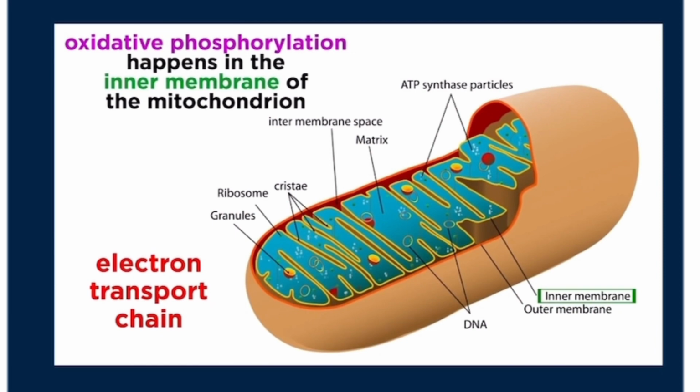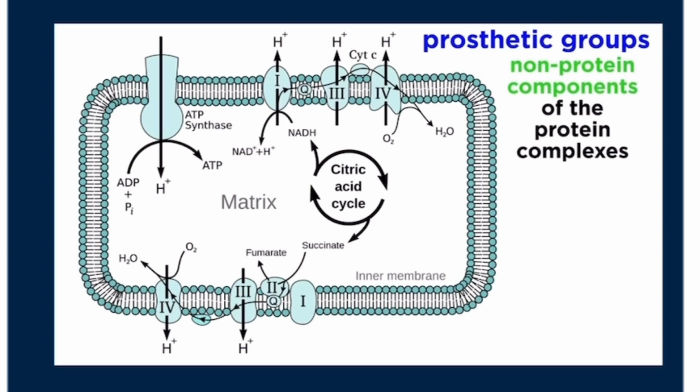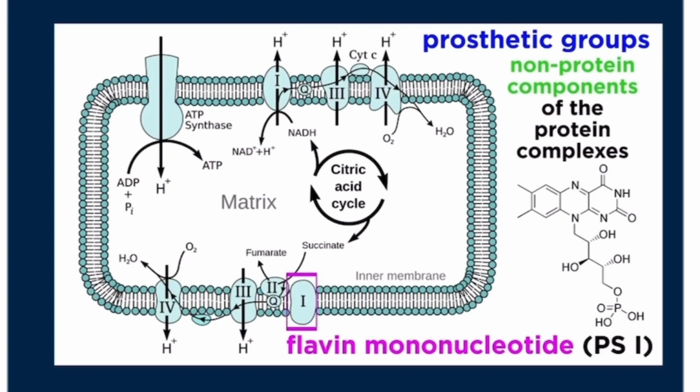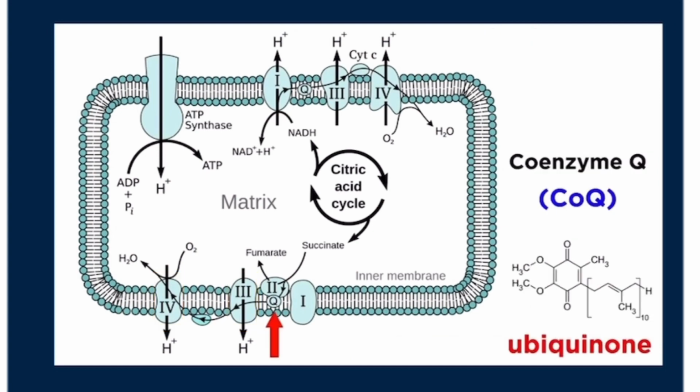These pathways utilize an electron transport chain, which is a series of mitochondrial membrane proteins that sit in the inner membrane of mitochondria. And we refer to these as protein complexes 1 to 4. These proteins bear a variety of prosthetic groups, which are non-protein components that give the protein its functionality, including flavin mononucleotides and cytochromes. There is also one component in an electron transport chain that is not a protein, and that's ubiquinone, a small hydrophobic molecule that is mobile within the membrane, and it is also known as coenzyme Q or CoQ.